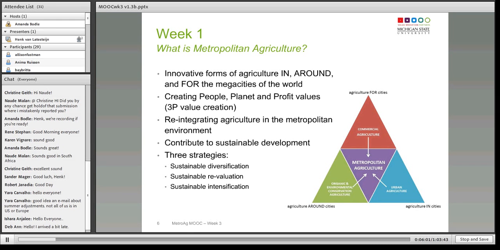In week 2, we looked at sustainable diversification. And this all starts with the idea of looking at what other values related to planet issues you are already serving by agricultural activities. So what you're already doing.